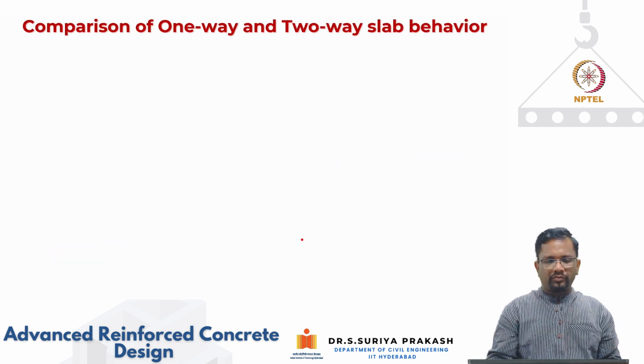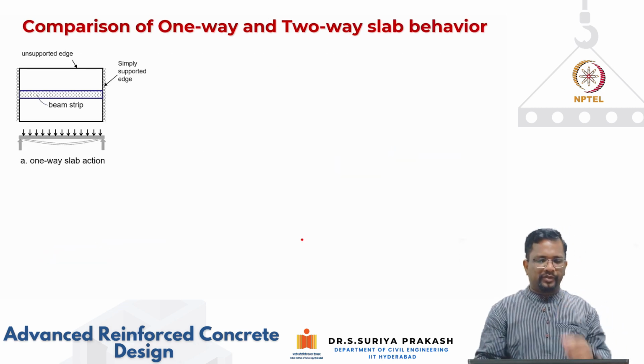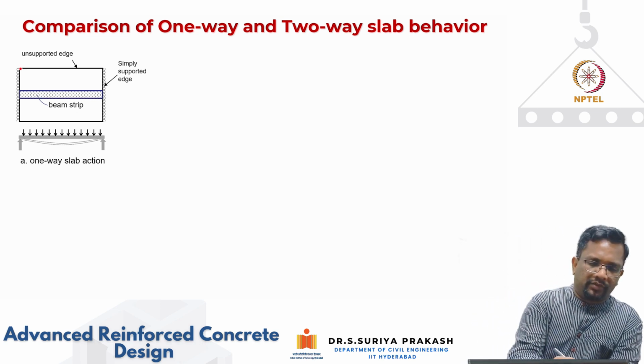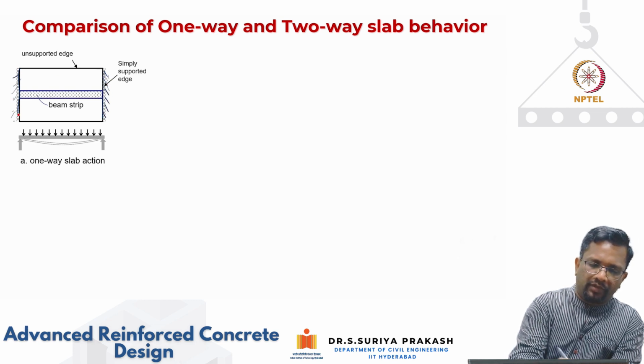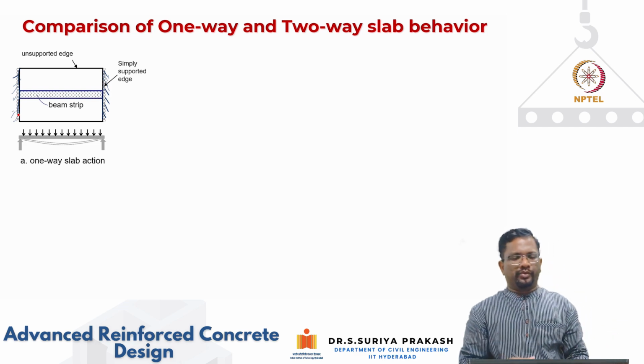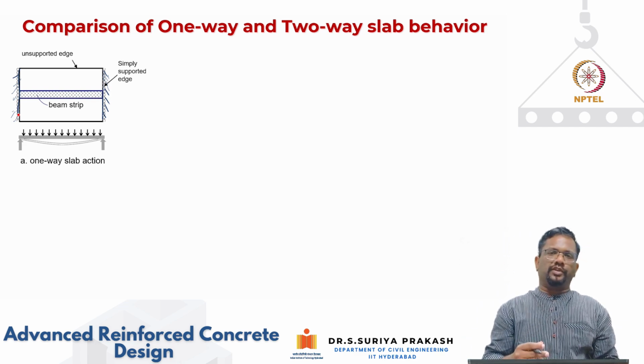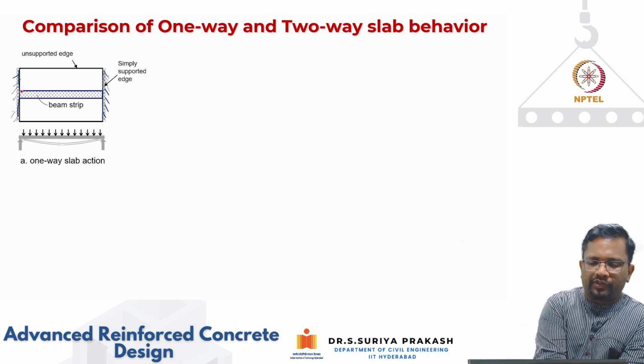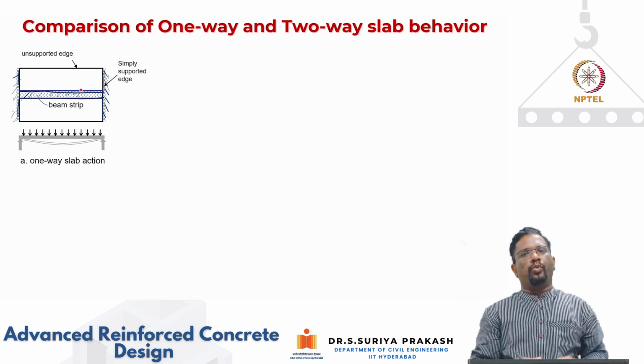So now let's look at what happens in one-way slab action, as we have discussed. Let's say this is one supported region, this is one supported region, right? So we're looking at this and this one, right? It's simply supported only on this edge, and the other two edges are unsupported. So again, as we have discussed, if you take this small strip like this, right, you can analyze this like a one-way strip.